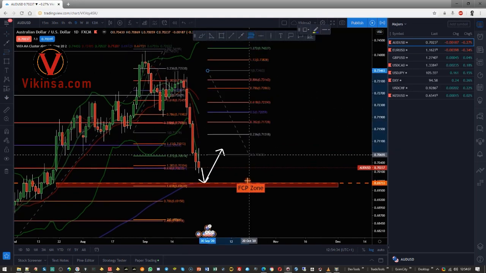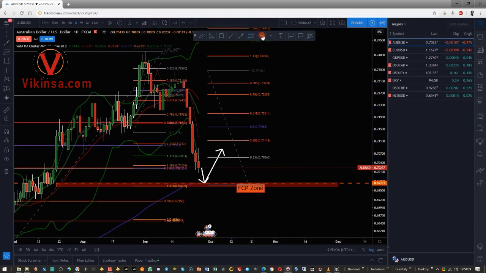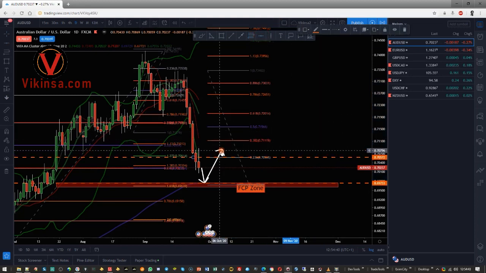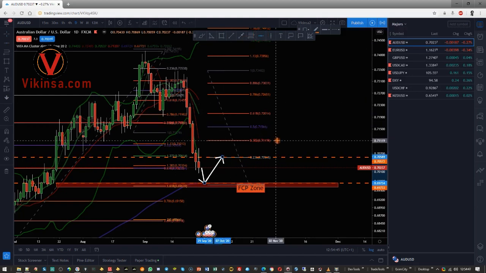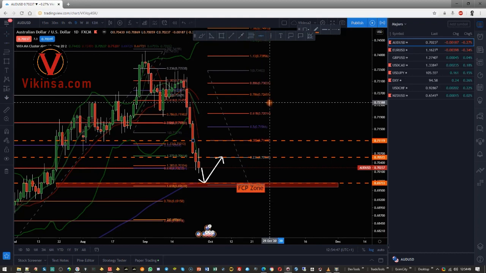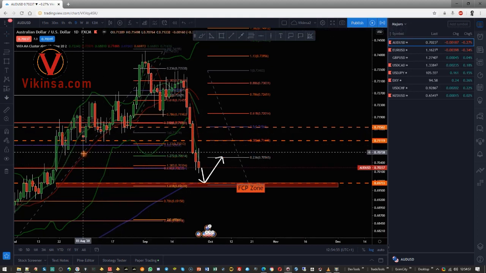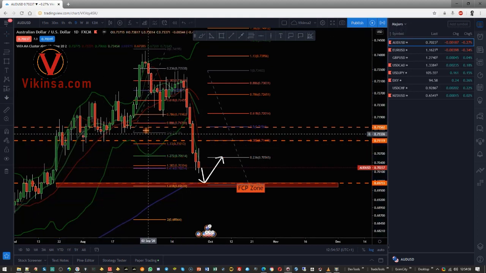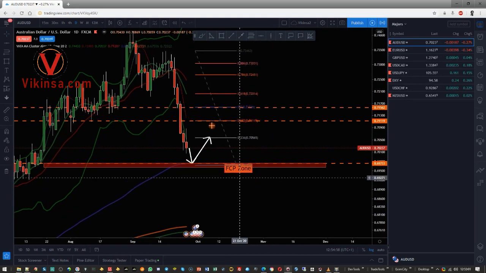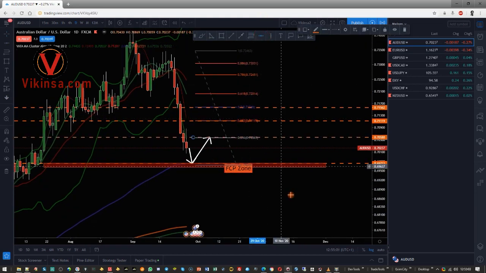If the market does that, then we can go for something like this level first of all as our profit target level, and then another one, and then near about this level. Okay, so let me just clean it up. So this is what we have in terms of our plan.